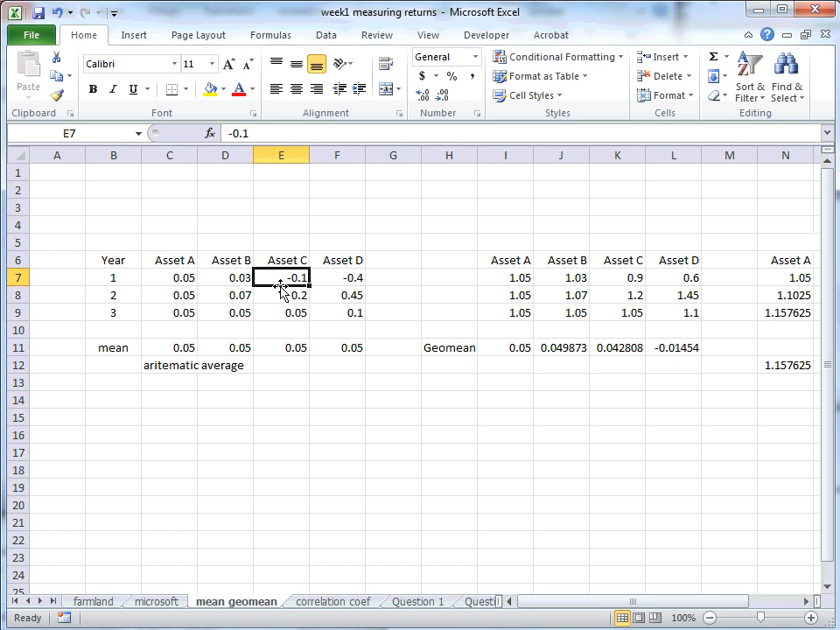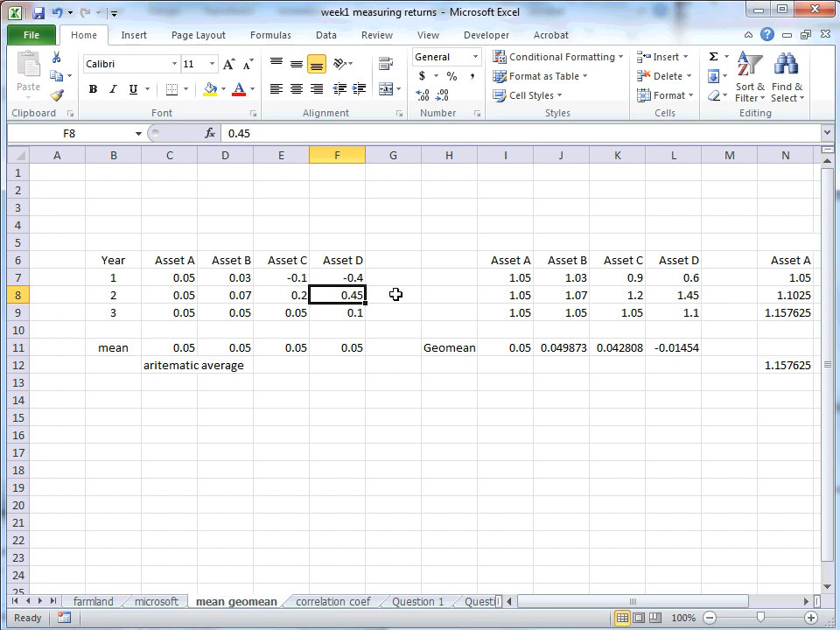Minus 1 is the first year return, so we had a negative return. Minus 40%. Big downturn. Still a 5% average. Had a big upturn in the next year.